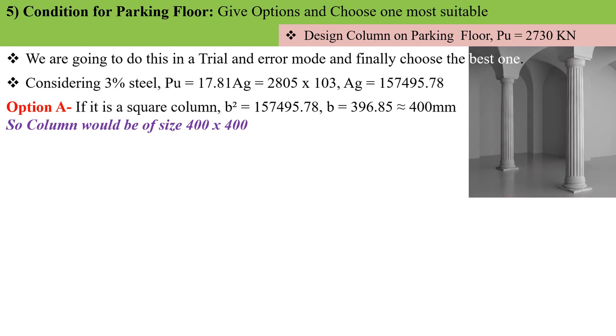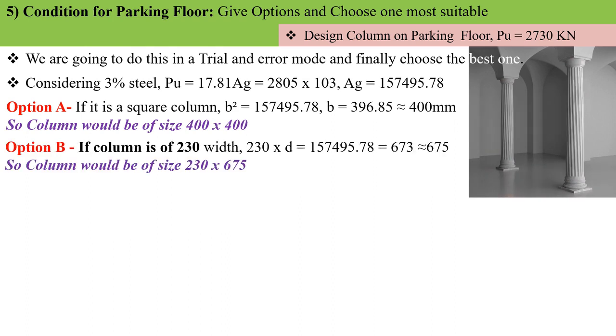So let's try with the square column. I'm just going to make B square equal to 1,57,495. So I'm getting a dimension of 400 by 400 approximately, because we are getting a value of 396.85. So let's make it approximately 400 by 400. That is option 1. Now when I'm going for option B, let me take a similar way to what I have designed till now. We have tried to keep one dimension as 230 mm and vary the second one. So let's try the same here.